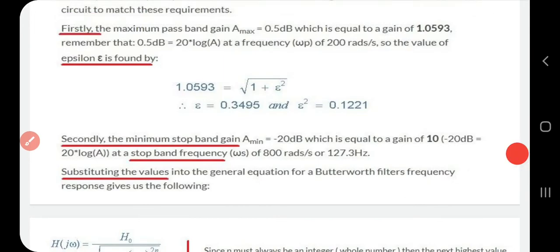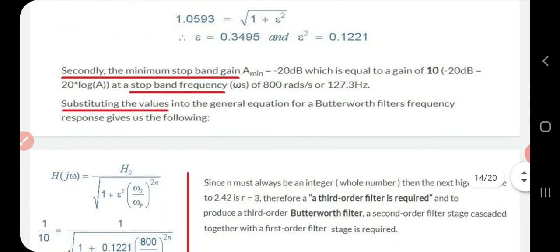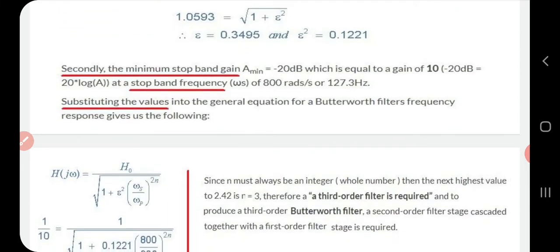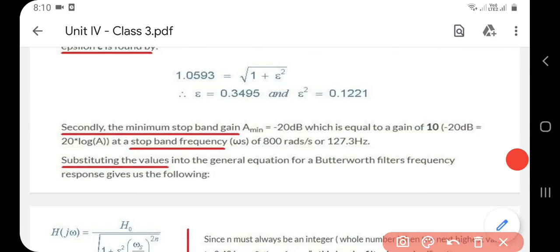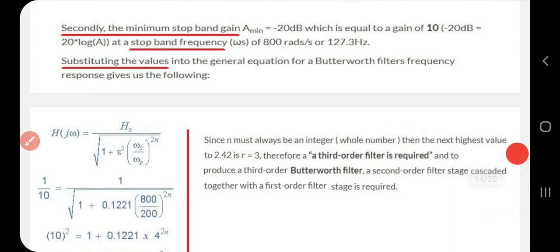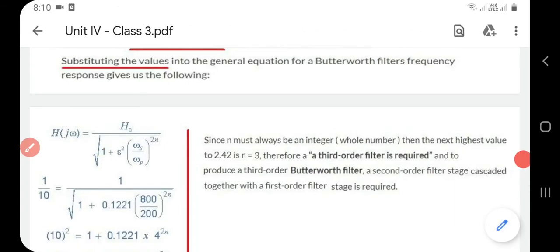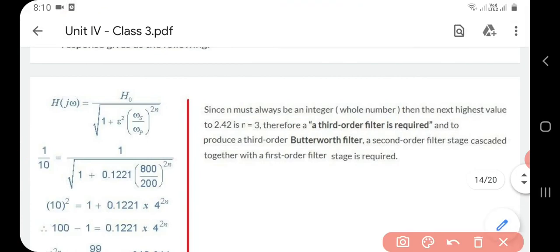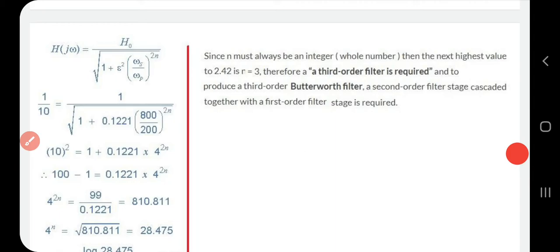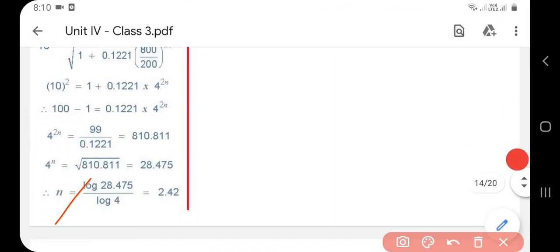Now next, the minimum stop band gain and the maximum stop band frequency, everything is given. So this stop band frequency we will have to substitute in the equation to get the filter's frequency response. So the next step after finding epsilon, we are going to find the frequency response by using this particular equation. Okay, so in that you can see an n here. From this equation you find n, everything will be given in the equation. From that you have to find n, which is actually the order of the filter.